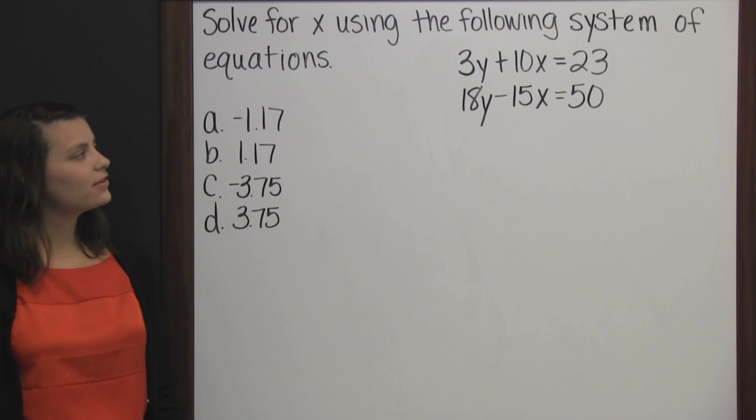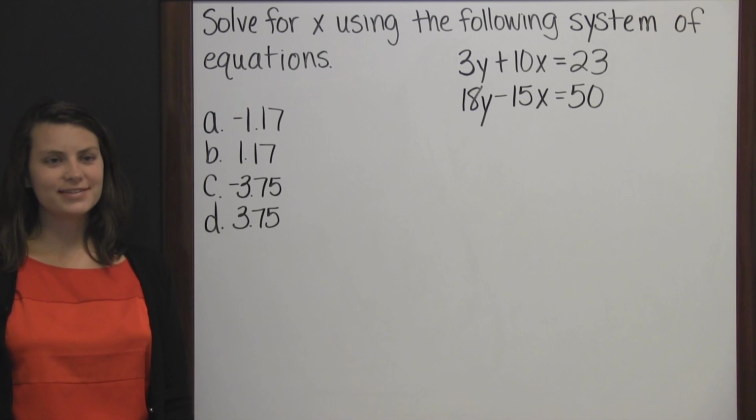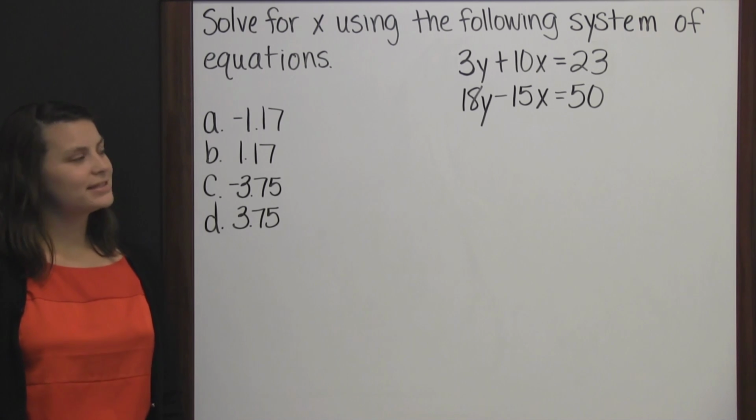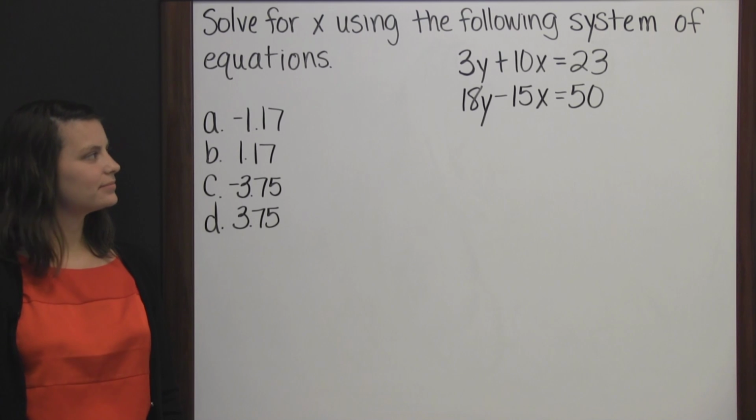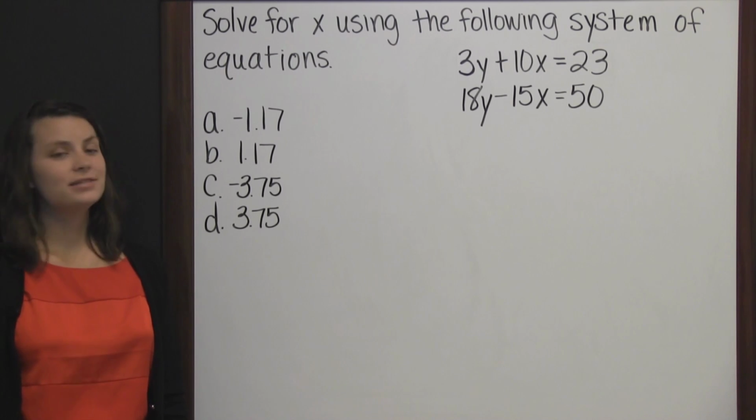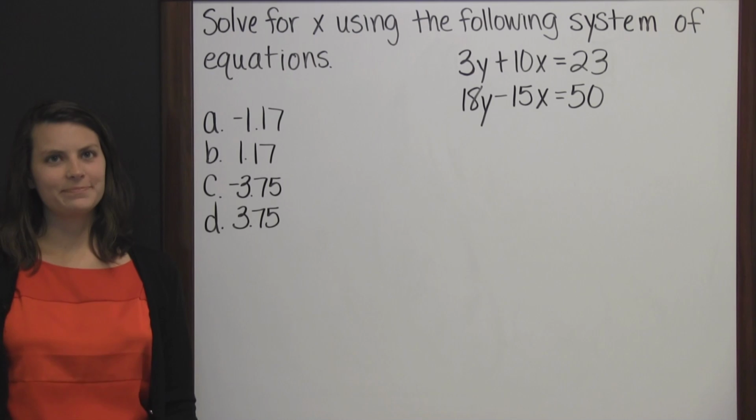Solve for x using the following system of equations. 3y plus 10x equals 23. 18y minus 15x equals 50.